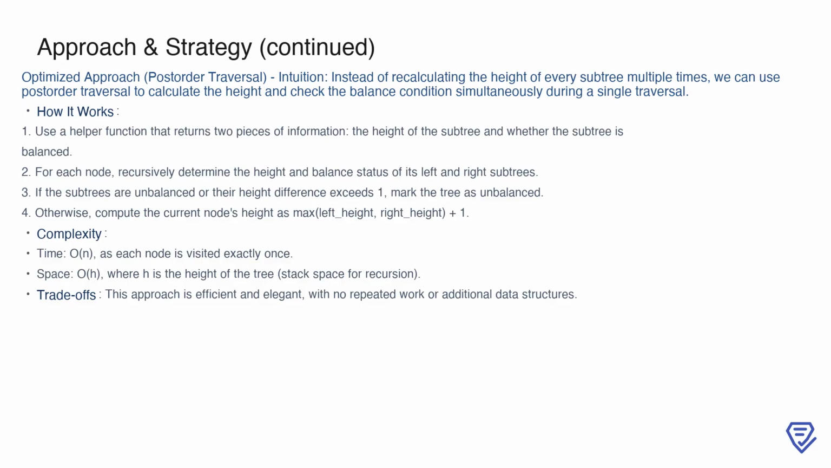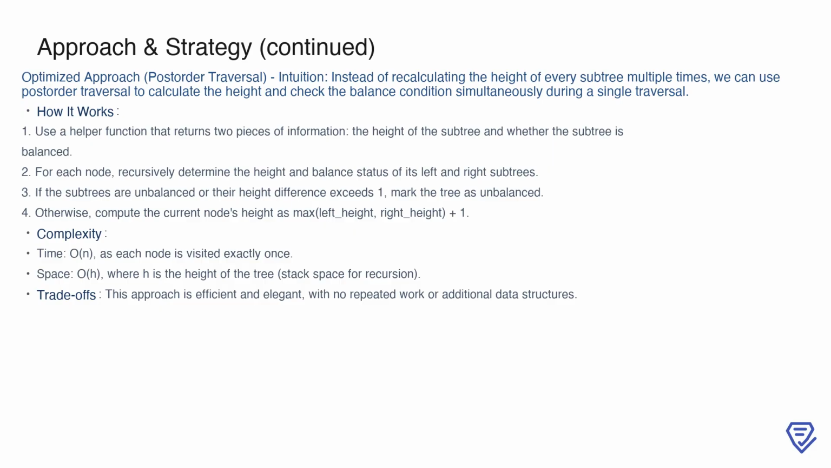Here's how it works. We use a helper function that returns two pieces of information for each node: its height and whether the subtree rooted at that node is balanced. For each node, we first recursively determine the height and balance status of its left and right subtrees. If either subtree is unbalanced or their height difference exceeds 1, we mark the entire tree as unbalanced. Otherwise, the current node's height is computed as the maximum of the left and right subtree heights plus 1.